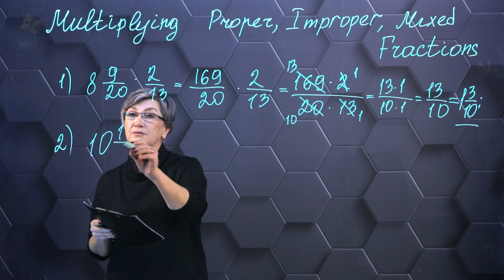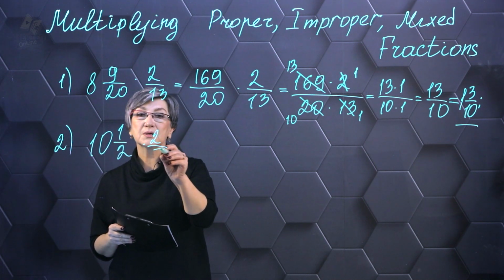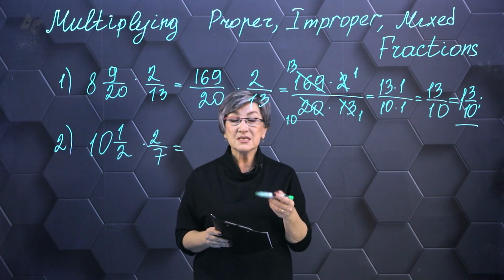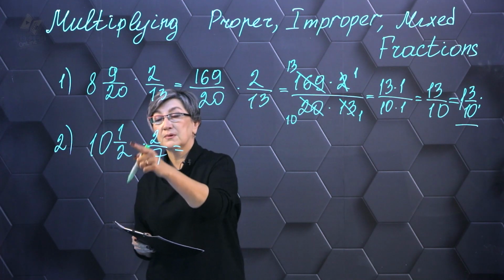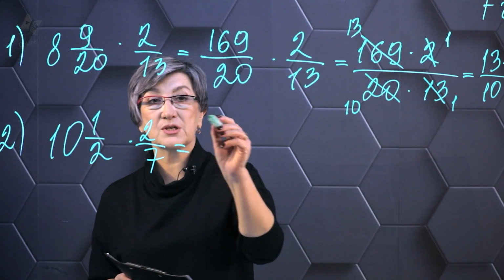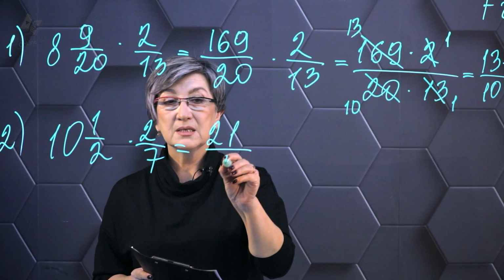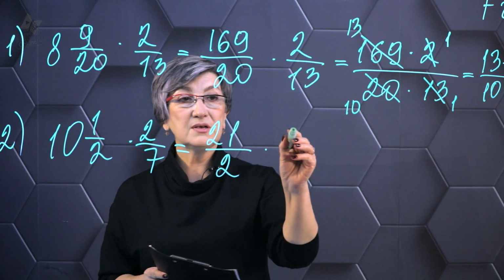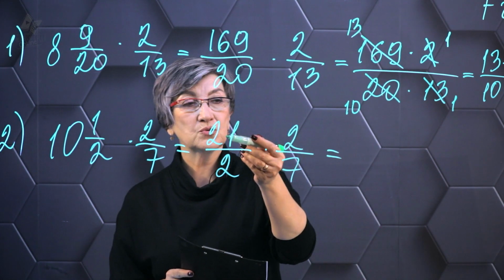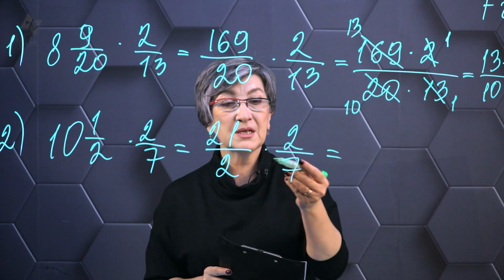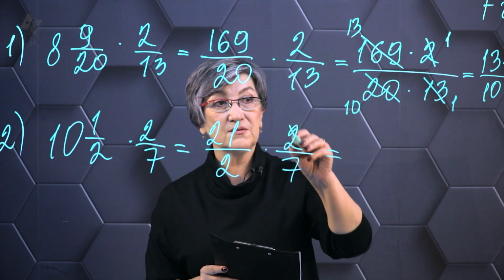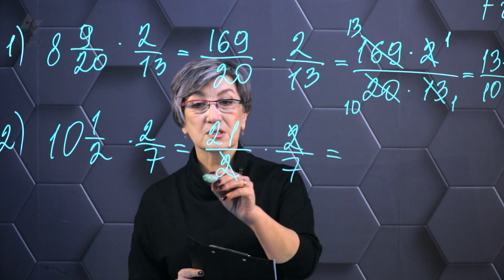10 whole 1/2 times 2/7. The example is similar. That is, the algorithm of action is the same. We convert to an improper fraction, 10 multiplied by 2. This is 20. 20 plus 1 is 21. We leave the denominator and 2/7. I'm no longer going to write down that I need to multiply the numerator by the numerator and the denominator by the denominator. I will try to reduce immediately.